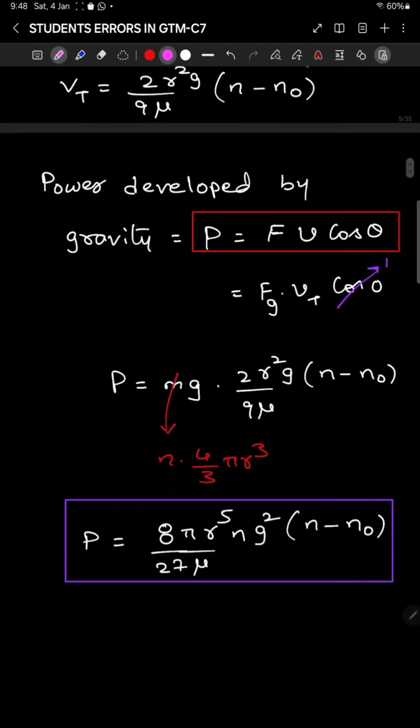So power formula: gravitational force mg, terminal velocity formula, cos 0 is 1. Mass can be written as density into volume. Substitute to find the power value.